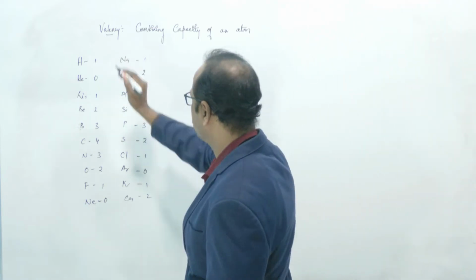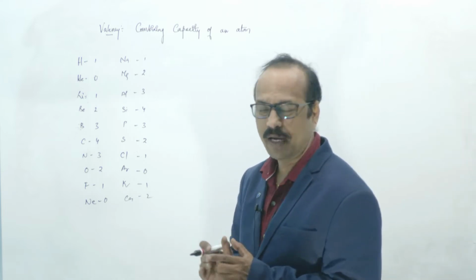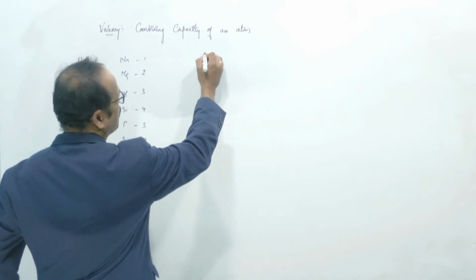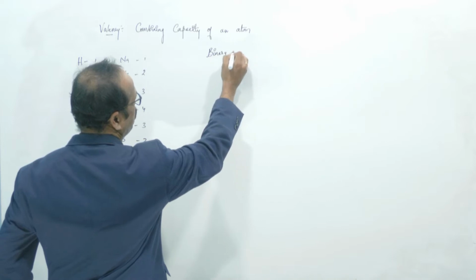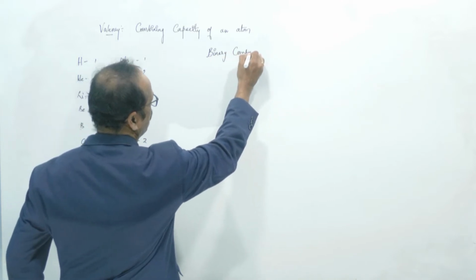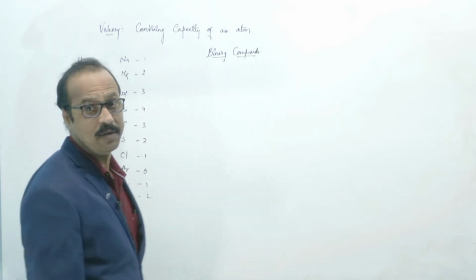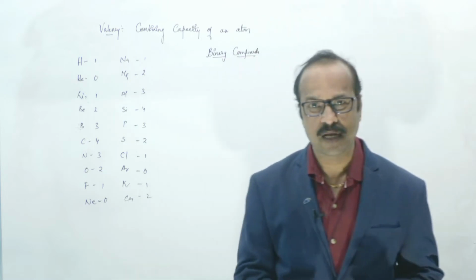I'm going to explain how to write the chemical formulas of chemical compounds. In this we are going to discuss only binary compounds. Binary compounds means the compounds which consist of only two elements. How many elements? Only two. They are called binary compounds.